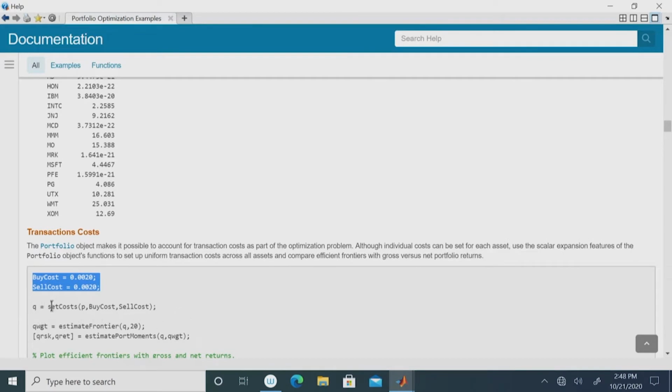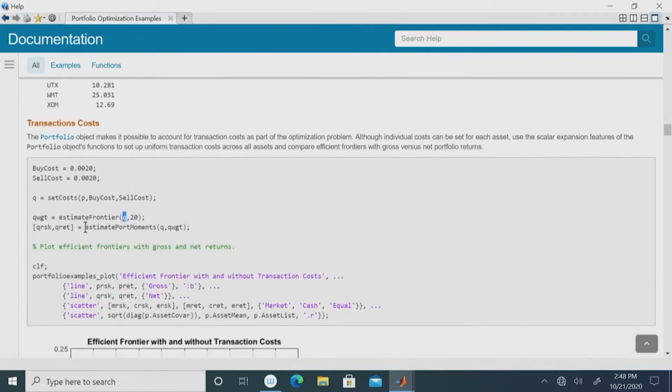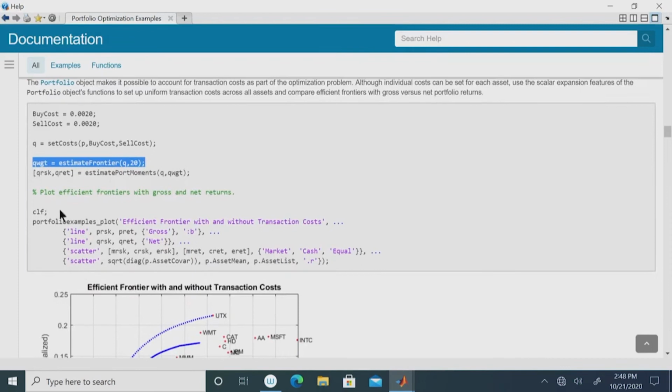The set cost is now assigned to this variable q, and now we are going to estimate the efficient frontier after having incorporated the costs in terms of this q, and then we get the estimation of the portfolio moments using this q and the q weight. That means q weight is the weights of the efficient frontier after having incorporated the cost as q. So, again we now look at the plot.